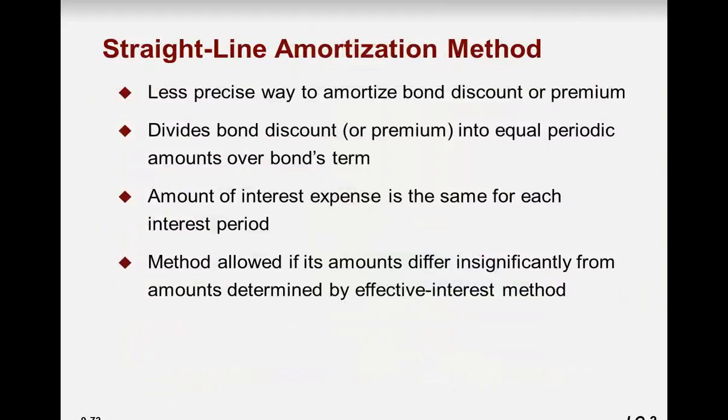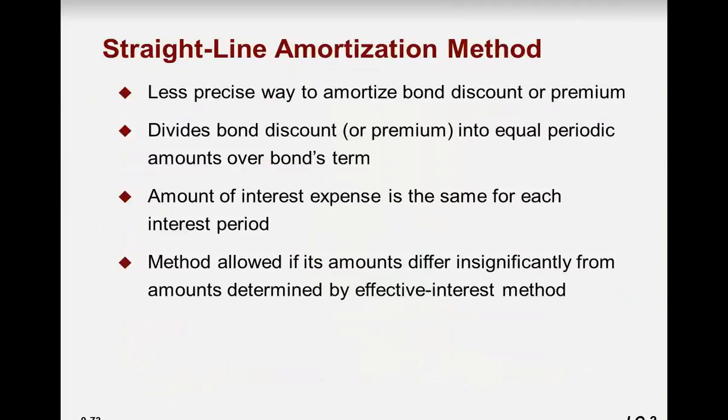So then, as I had discussed a little bit earlier, we have done the straight-line amortization method in Chapter 8. It's a less precise way to amortize bond discount or premium. It divides the bond discount or premium into equal periodic amounts over the bond's term. The amount of interest expense is the same for each interest period. This method is allowed if the amounts differ insignificantly from the amounts determined by the effective interest method.